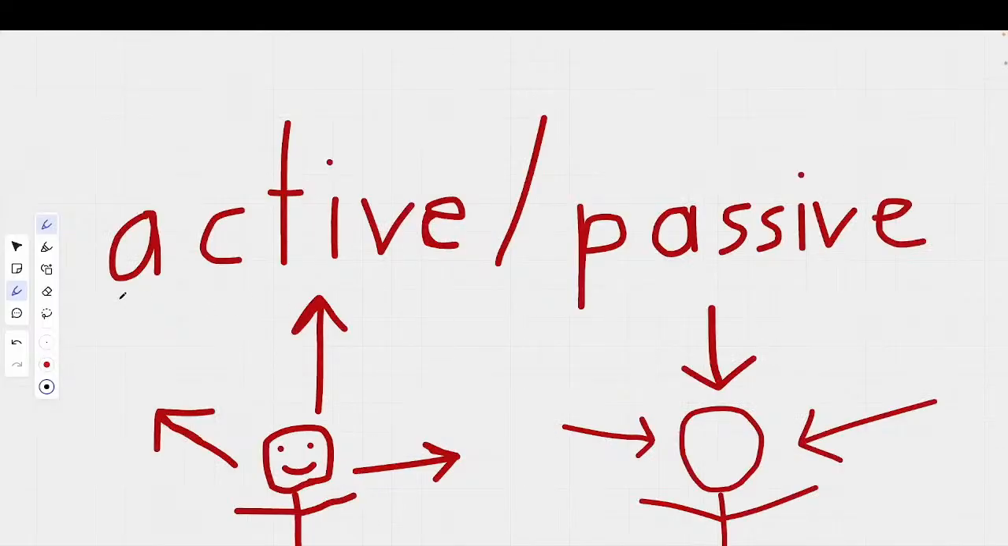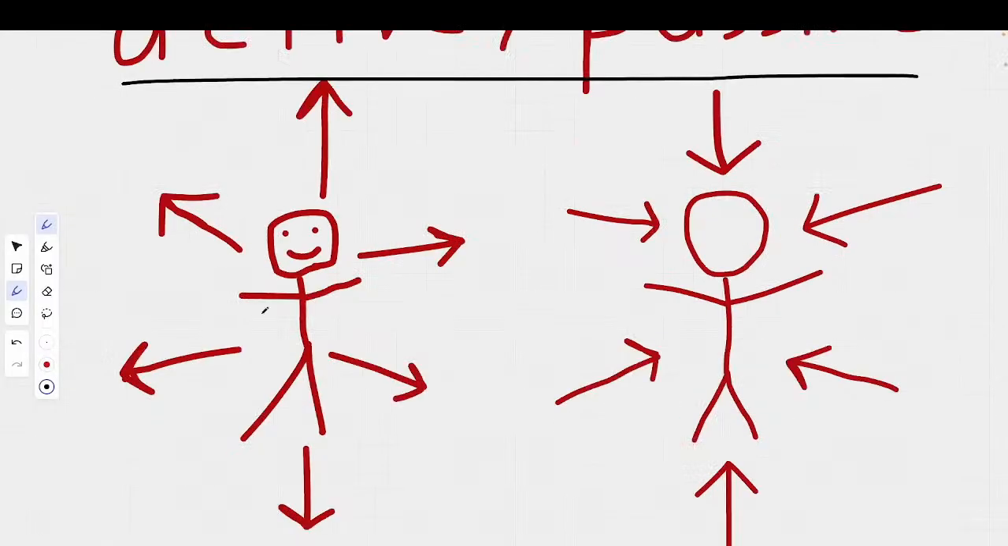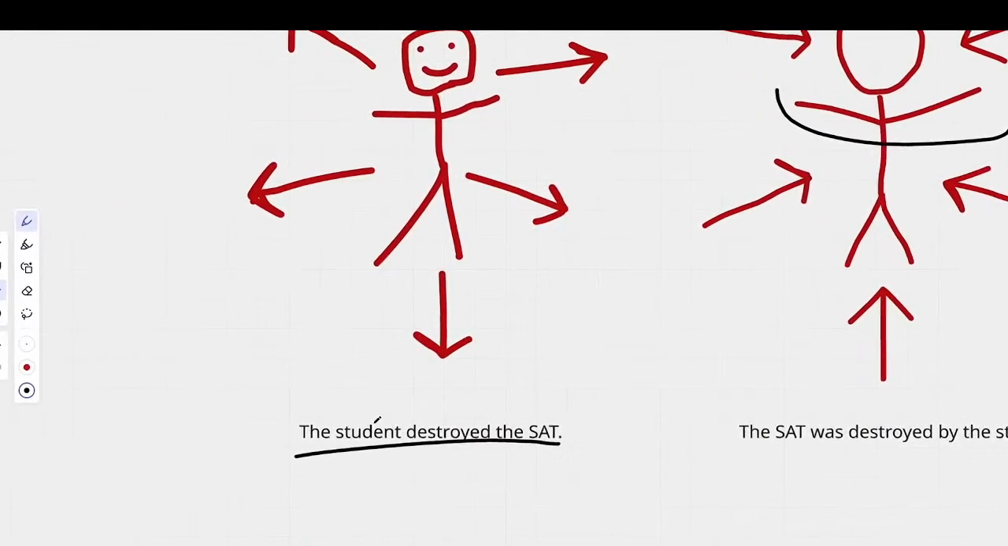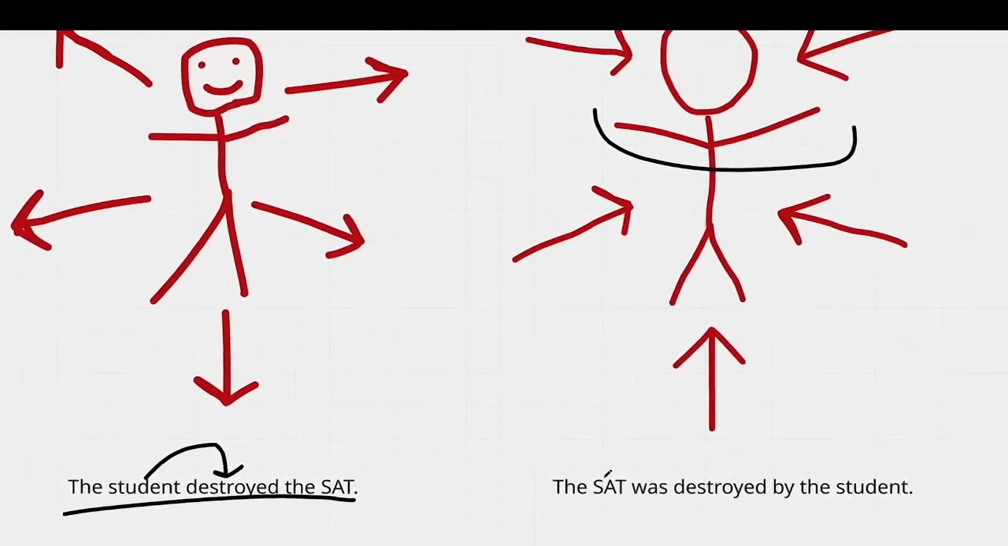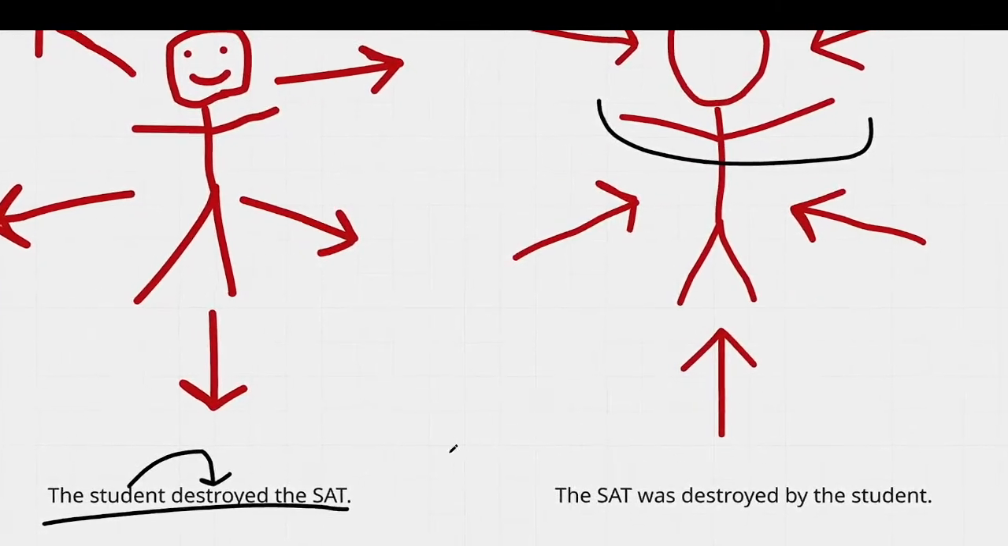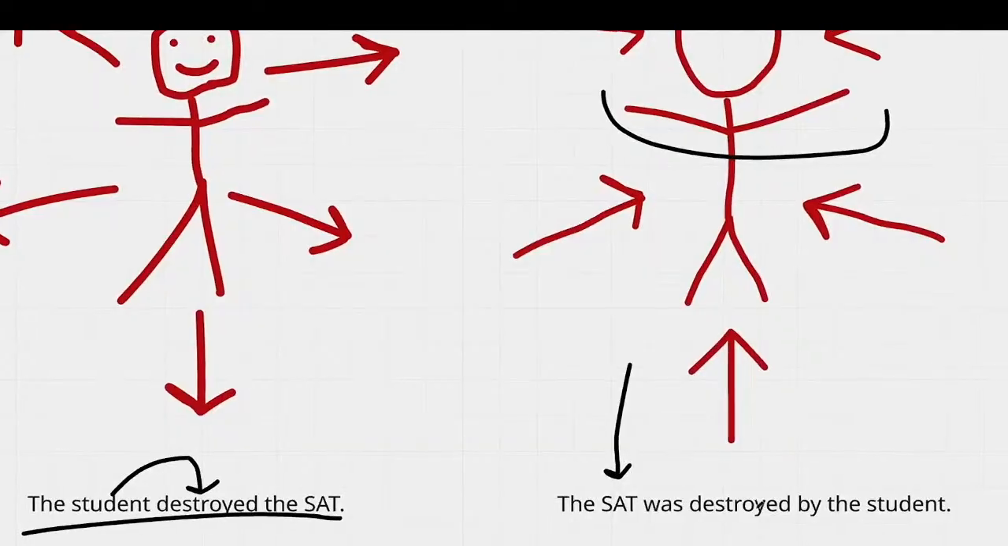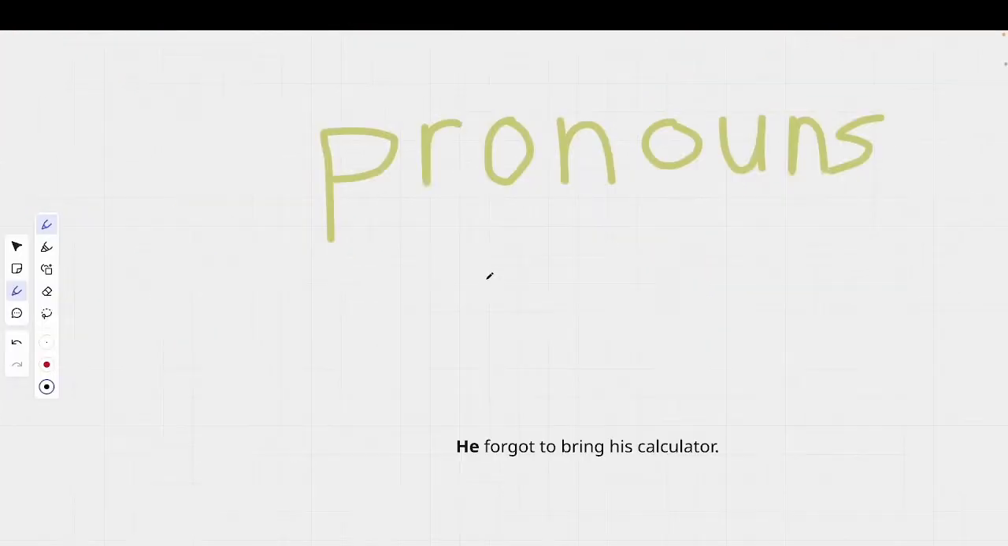Okay, then we have some stuff on active versus passive voice. Essentially, if a sentence is in active voice, it has a subject doing the action. If it's in passive voice, it has the action being done on the subject. So look at this: "The student destroyed the SAT." The student is the thing destroying. But then you have "The SAT was destroyed by the student." The SAT was being destroyed, so essentially it was having an action done on it rather than it doing the action, and the action is being destroyed.